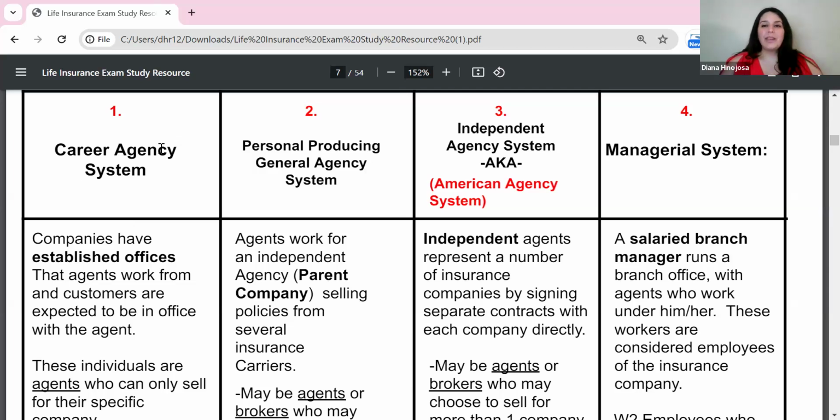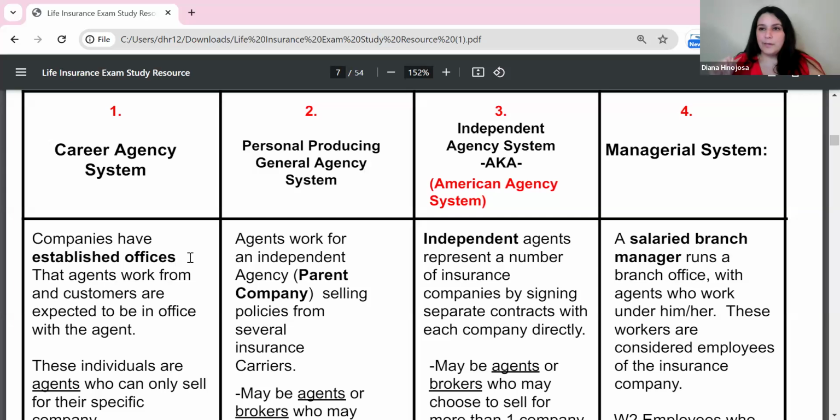But let's talk about the systems, guys. So first, career agency system. In this system, there are established offices. That is the main thing. Customers go to you in your office. You are expected to work for your company in your company's office, at the very least on paper. Now, real life, things have changed. COVID has made things way different now, but on paper for your test, this is what I want you to know. All right. There's established offices.